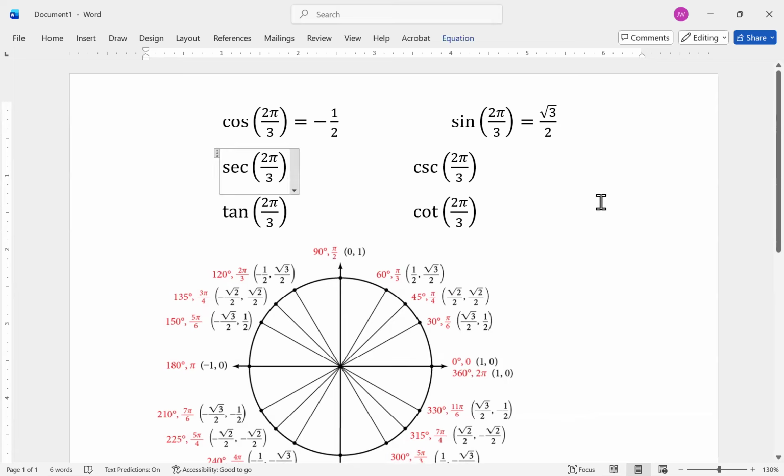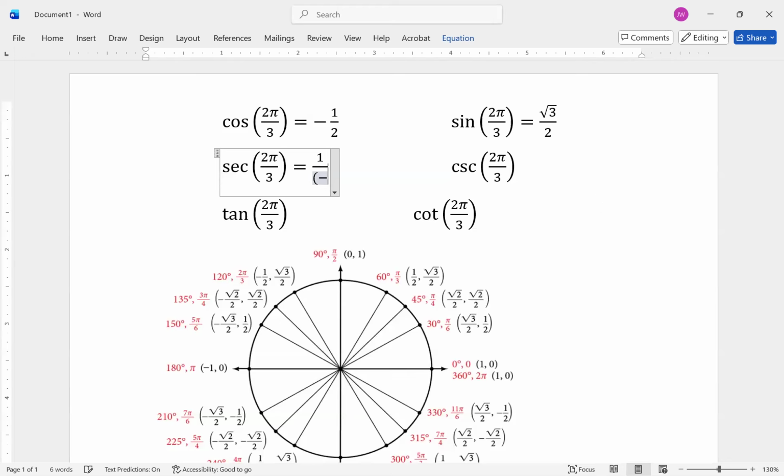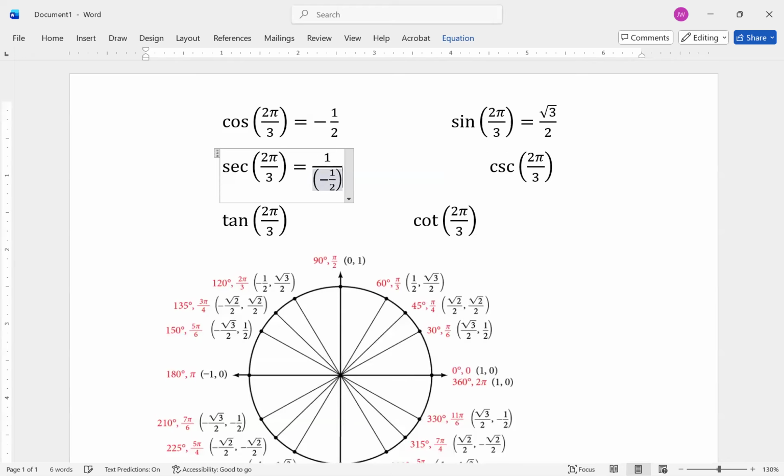Now, what we usually do when we try to find secant and cosecant and tangent and cotangent is we just use those values for cosine and sine along with the relations. Remember, secant is 1 over cosine of 2 pi over 3. Well, if cosine is -1/2, then we're taking 1 over -1/2, which is -2. Similarly, cosecant is going to be 1 over the square root of 3 over 2.